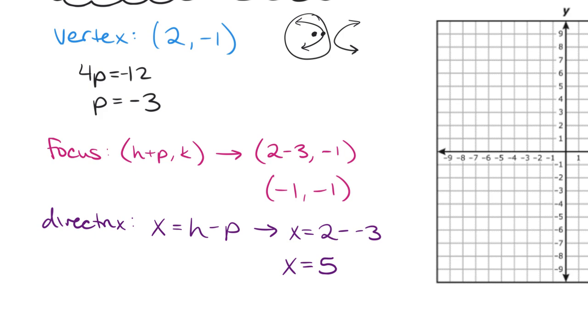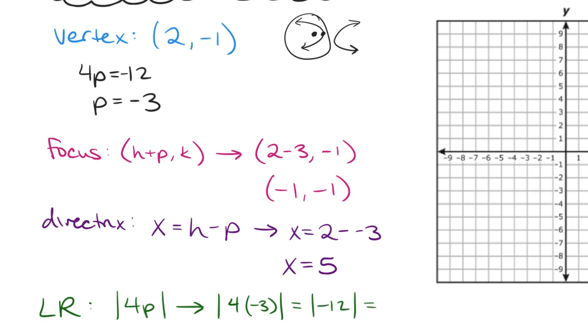Last but not least, to make sure we can plot this correctly, we do need the latus rectum length, which that formula does not change. It's the absolute value of 4p, which means we're doing the absolute value of 4 times negative 3. We've done this one already. 4 times negative 3 is negative 12, and the absolute value of negative 12 is 12. We have all the pieces we need.